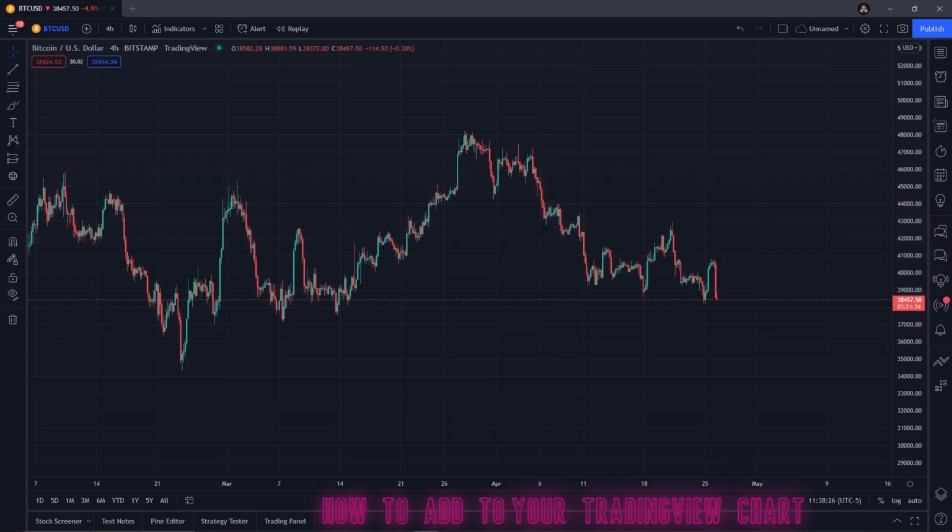First thing you're going to want to do is go to your TradingView. Now I have the TradingView app. You can do this on TradingView.com from a mobile browser or your desktop browser. It doesn't matter. I'm using the desktop app on my desktop. So I'm going to go to the indicators here.